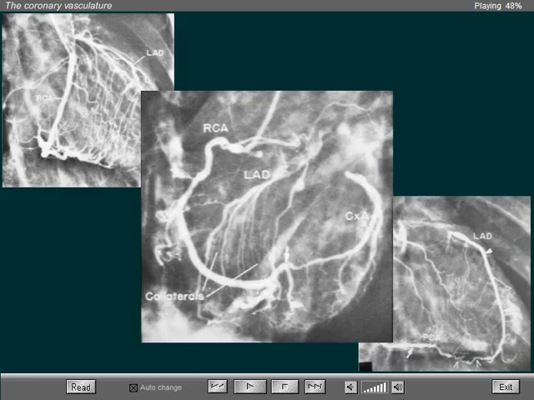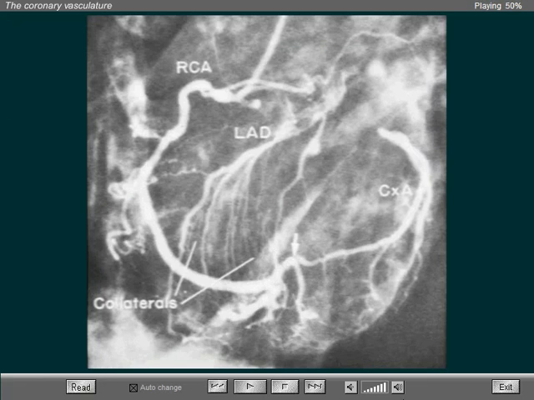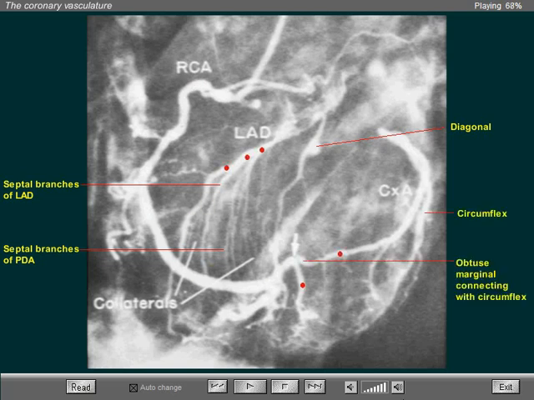In this next right posterior oblique coronary angiogram, we can see again that septal branches of the right coronary artery fill the distal portion of the left anterior descending. And also we can see that beyond the crus of the heart, there is a connection with the circumflex coronary artery, which also fills in a retrograde fashion.